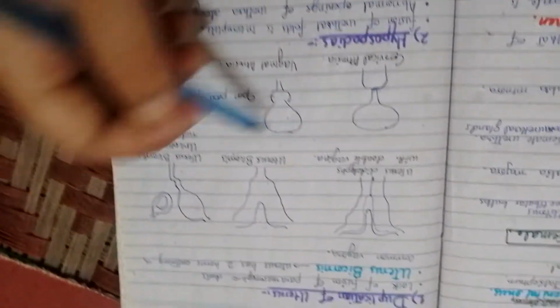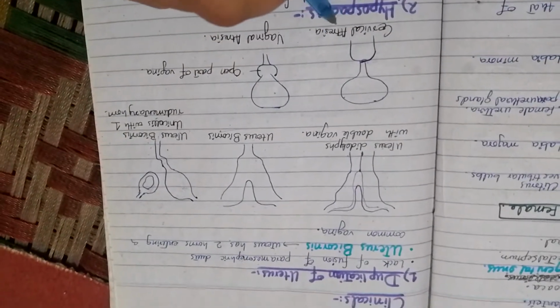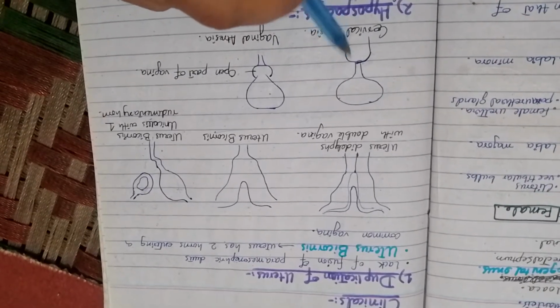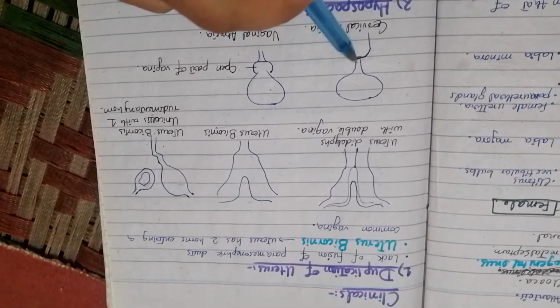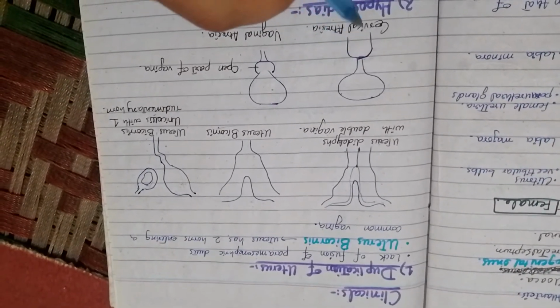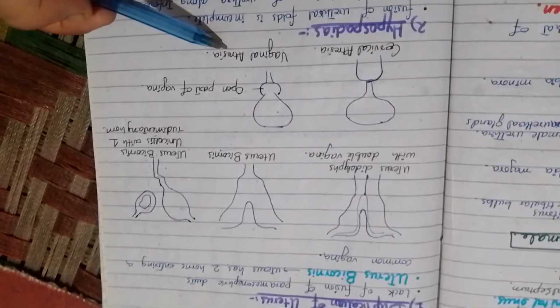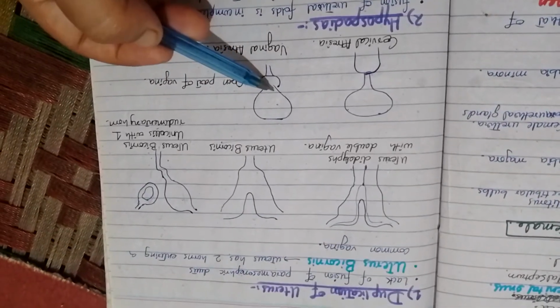There is another which is called cervical atresia. Atresia means the structure is blocked, and there is enlargement of the cervix, and the structure is blocked by the uterus. And another is vaginal atresia, in which the open part of the vagina occurs through the uterus.